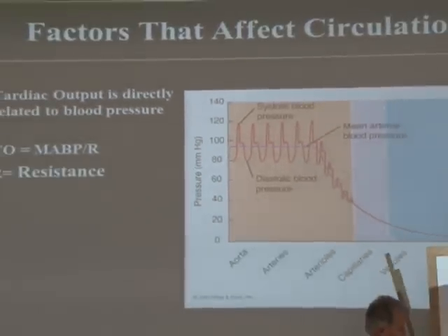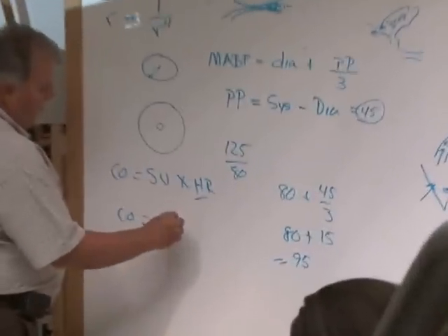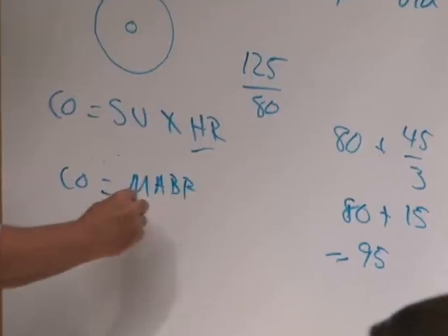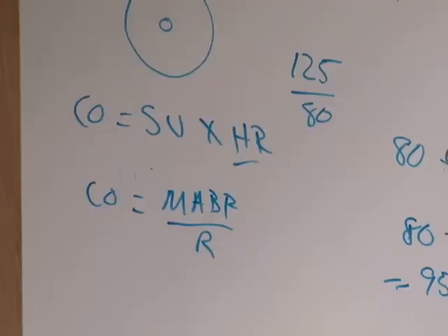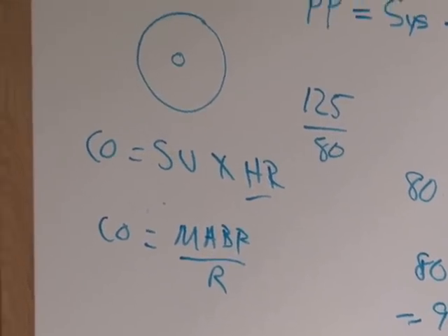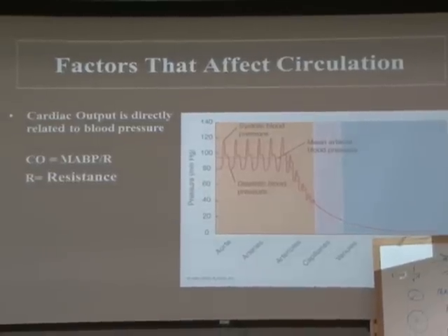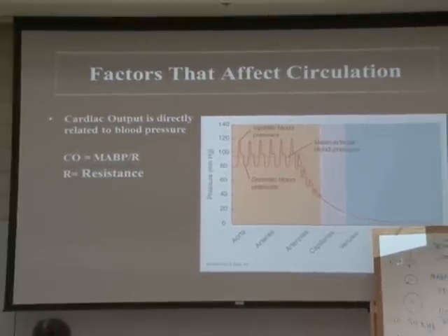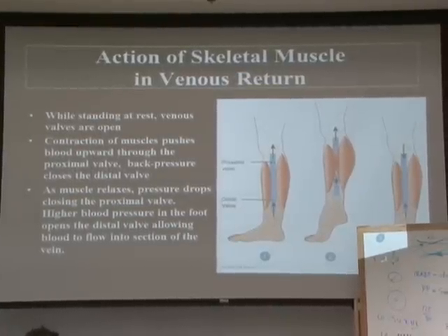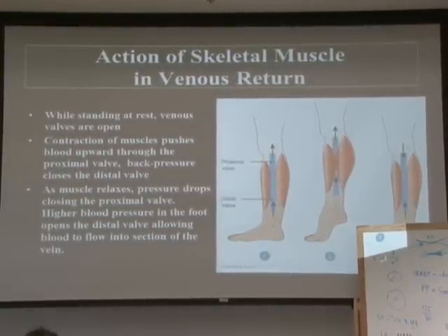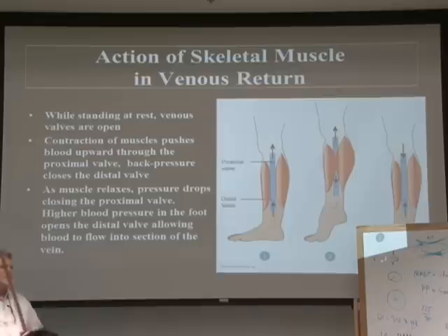So you can also calculate cardiac output by knowing mean arterial blood pressure and dividing that by resistance, R. That also allows you to calculate cardiac output. And resistance can be looked up on a table. For resistance, they have a general idea of what the radius would be? Yes, because if you know the radius, resistance is related to the fourth power of the radius.